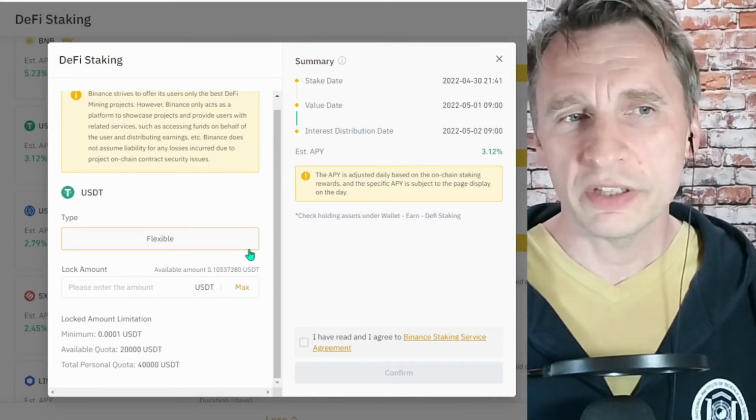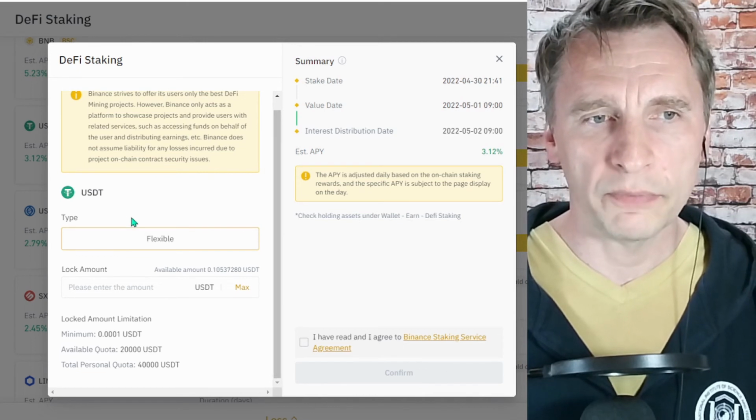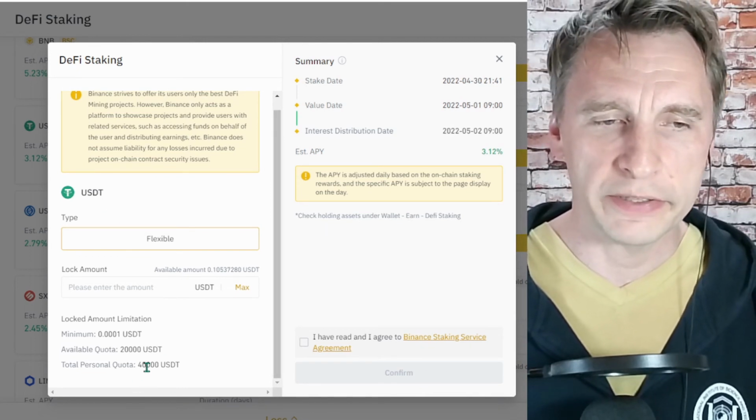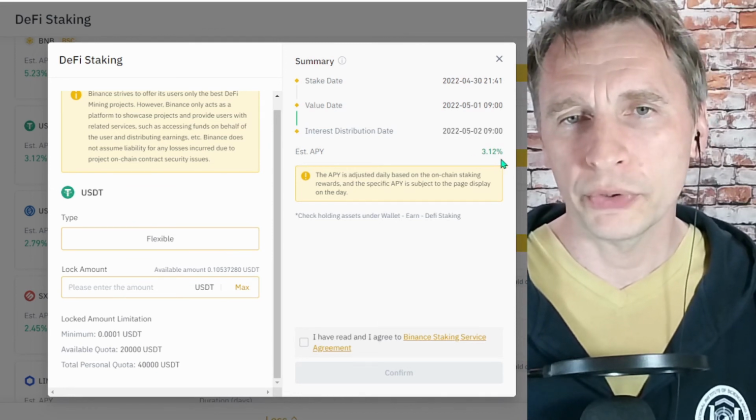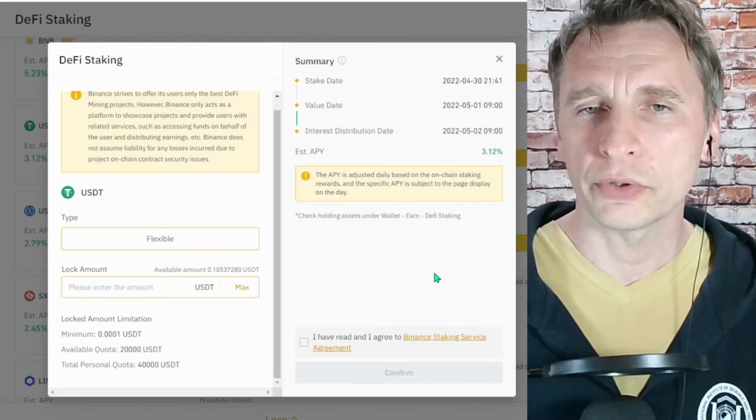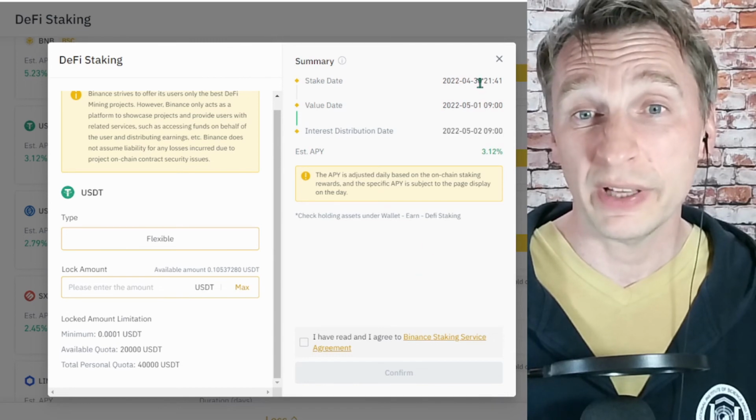You'll be able to receive a similar flexible lockup for USDT, also for myself personally, at $40,000 and an annual return rate of 3.12%. So that's not bad. So that's it. That's the difference between DeFi or locked staking and flexible staking.